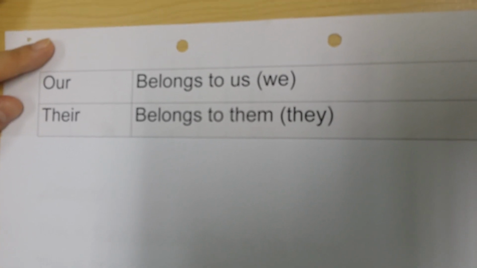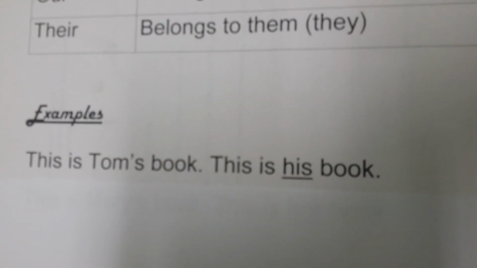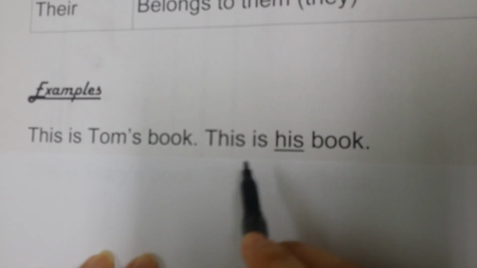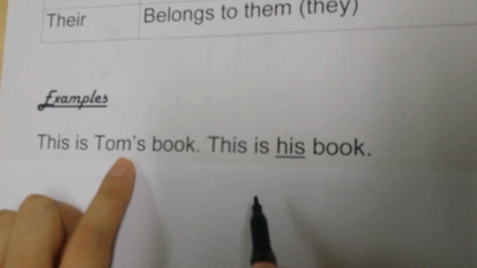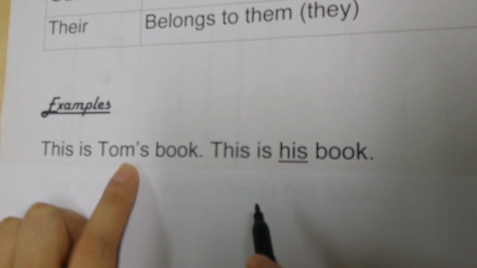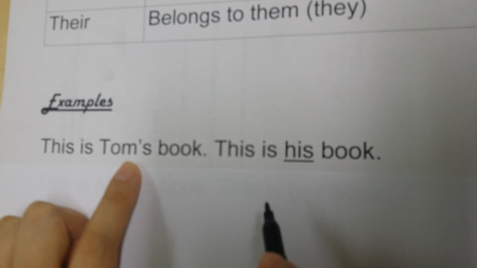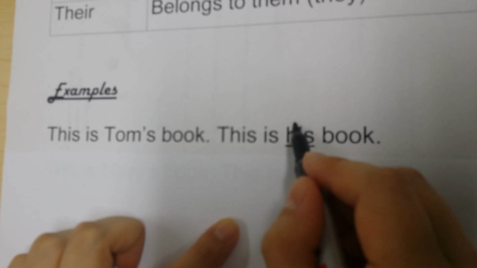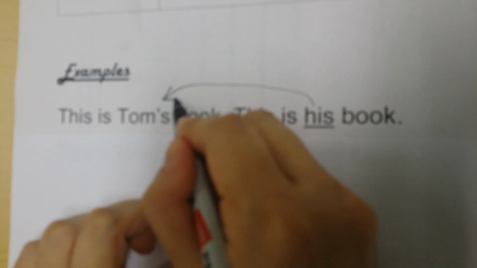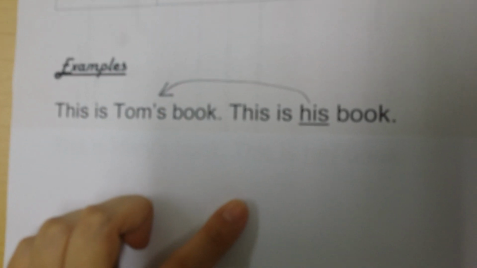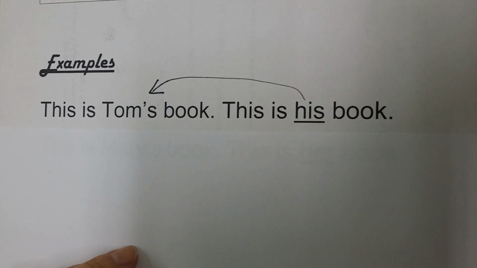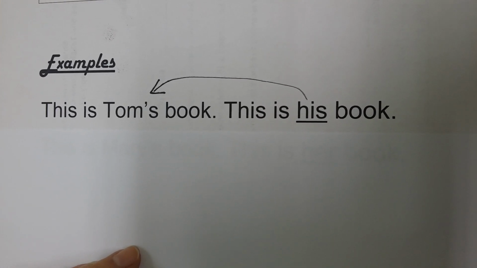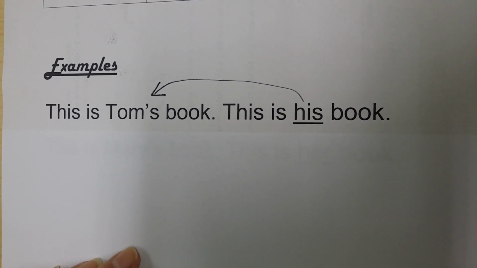So let's look at some examples. Okay, so this is today's lesson. Are you ready? This is Tom's book. If we want to change Tom's to a possessive pronoun, we use the word his. And this word his means that we are talking about Tom. So this is Tom's book. We can also say that this is his book.